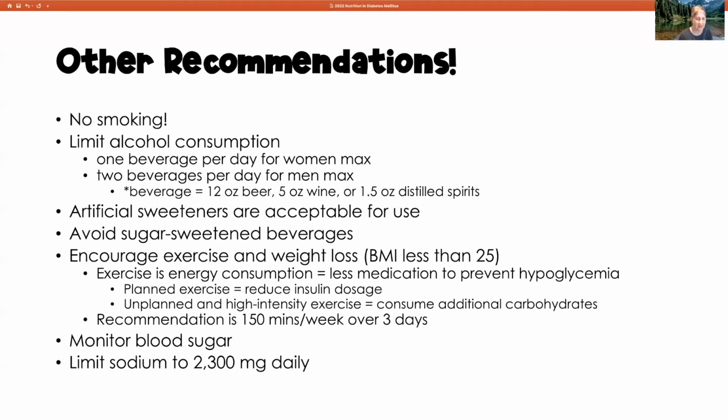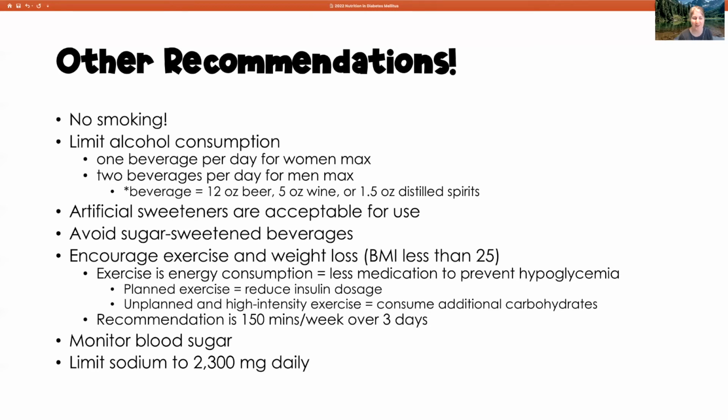So when we say limit, what we mean is 1 beverage per day for women is the maximum, and 2 beverages per day for men is the maximum. Now, a beverage is defined as 12 ounces of beer, 5 ounces of wine, or 1.5 ounces of hard liquor or a distilled spirit. Artificial sweeteners are acceptable for use.